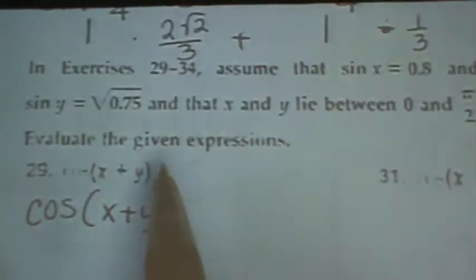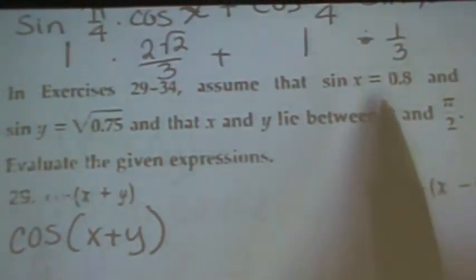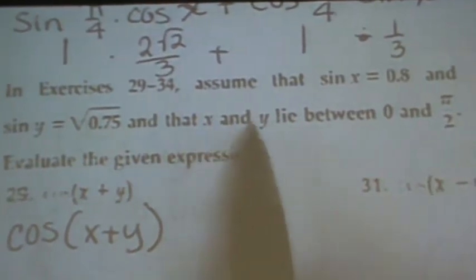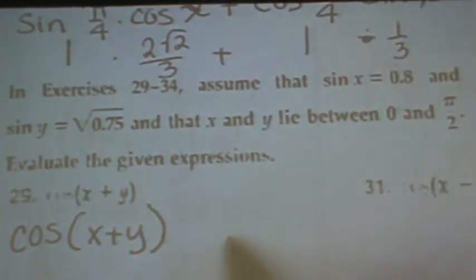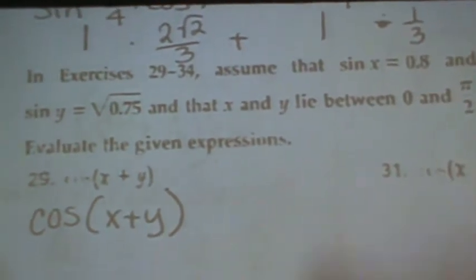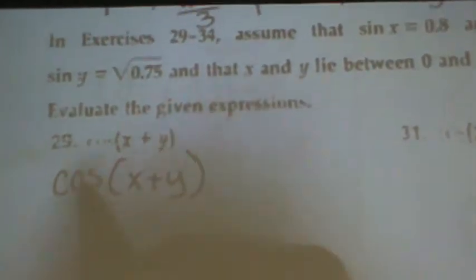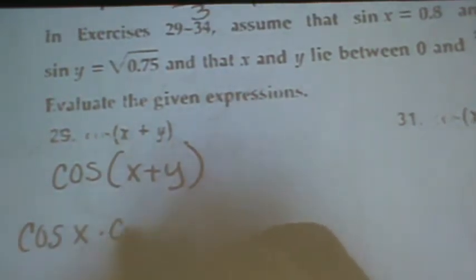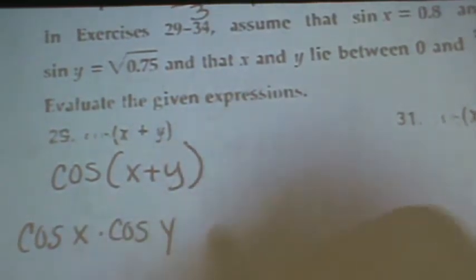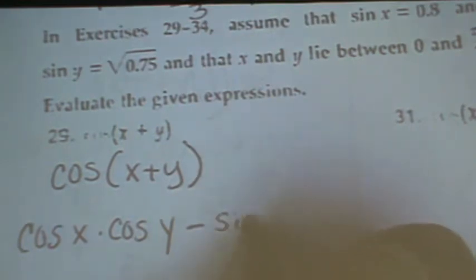Okay, now this one tells you where x is, and it tells you where y is. It says x and y lie between 0 and pi over 2. So x and y are both in quadrant 1, but they're 2 different angles. So the definition of cosine would be the cosine of the first angle times the cosine of the second angle, opposite sign.